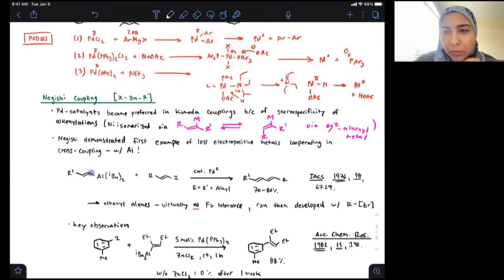When you say eta 2 alkenyl metal, do you mean that it would essentially undergo oxidative addition? Is that what you mean? Or like coordinate to the other carbon of the alkene? Like, would it form a three-membered ring?